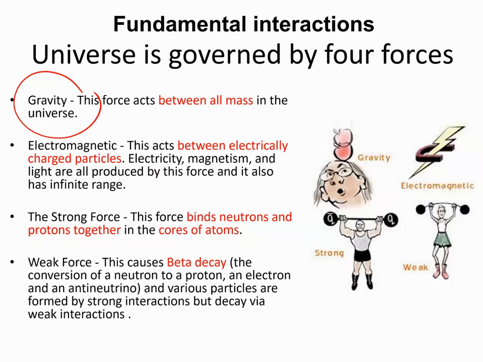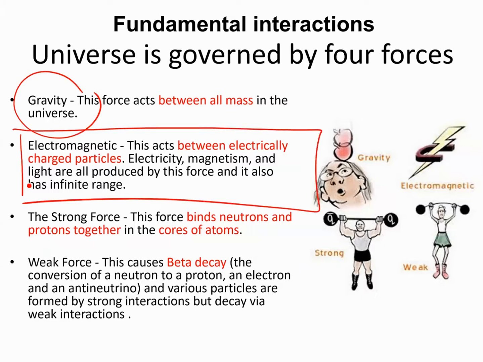This causes beta decay, meaning the conversion of a neutron to a proton, an electron and an anti-neutrino. Various particles are formed by strong interaction but decay via weak interaction. So in short, we only have 4 types of fundamental interaction in this world. And for this chapter, we are actually studying the electromagnetic force, the electromagnetic interaction.